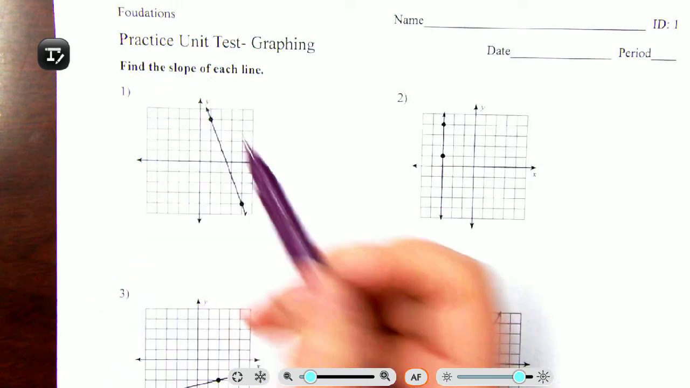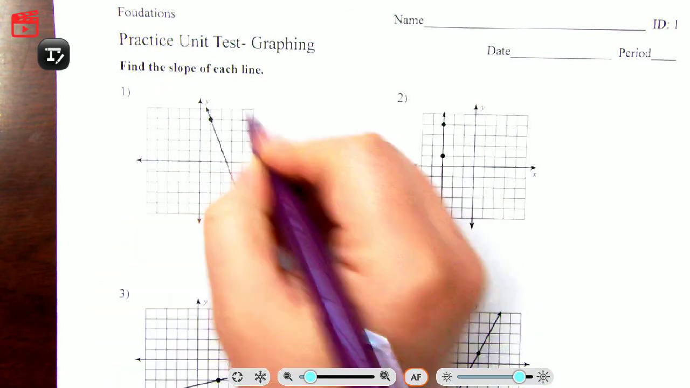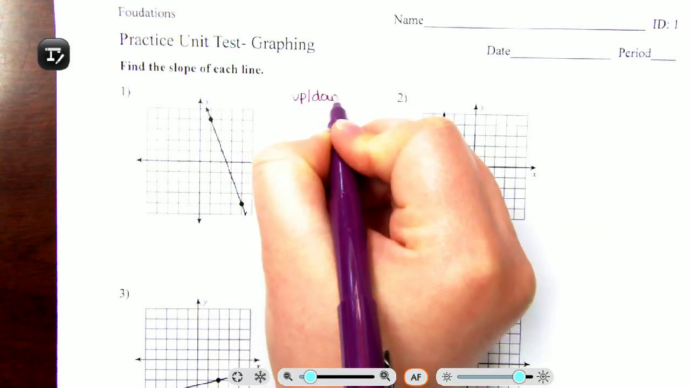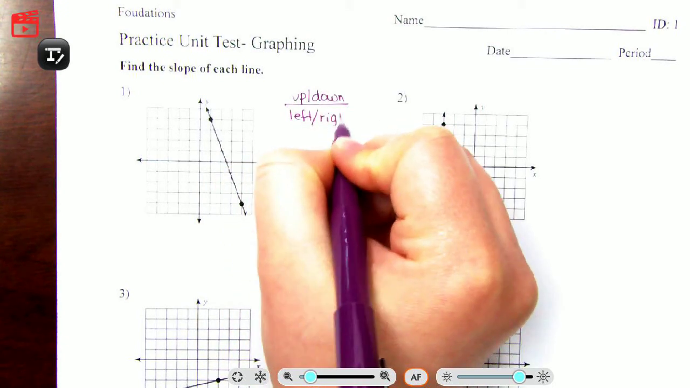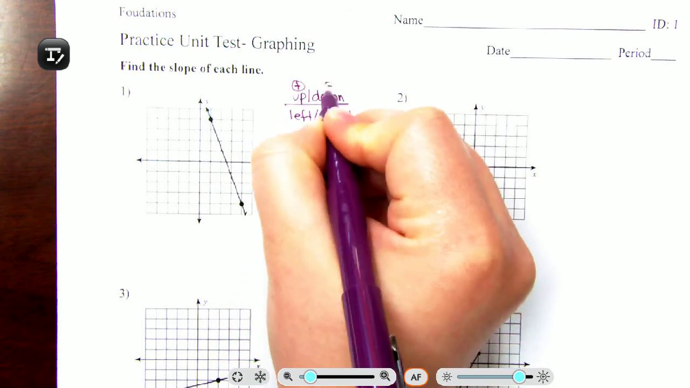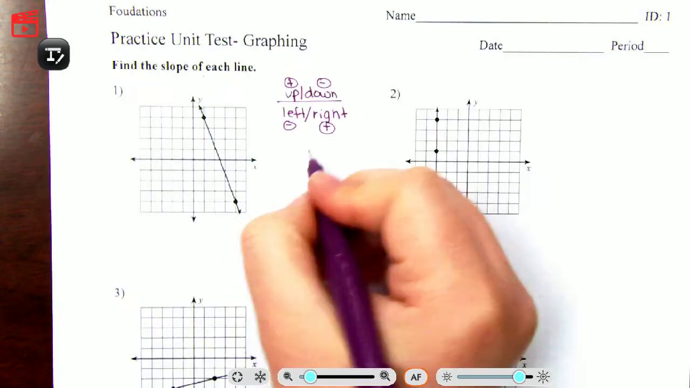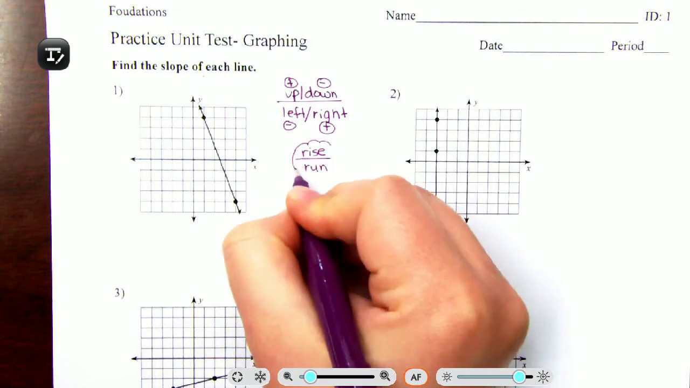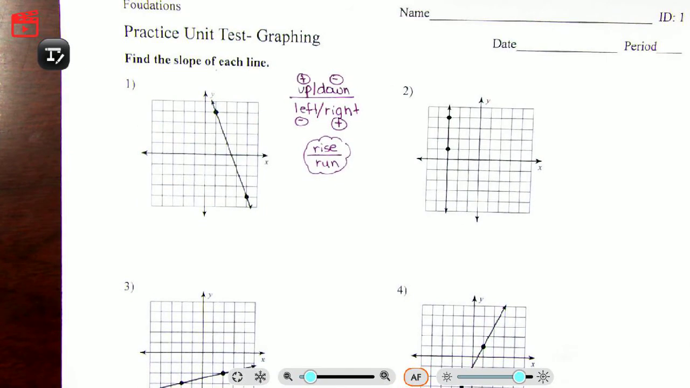Find the slope. So our objective is to find the slope. Given a graph, we need to use up, down, left, right. Now again, up is positive, down is negative, left is negative, right is positive, and it is our direction. Sometimes you'll hear this as rise over run, just because it takes less words. I prefer up, down, left, right, because then you can identify the direction in every step.